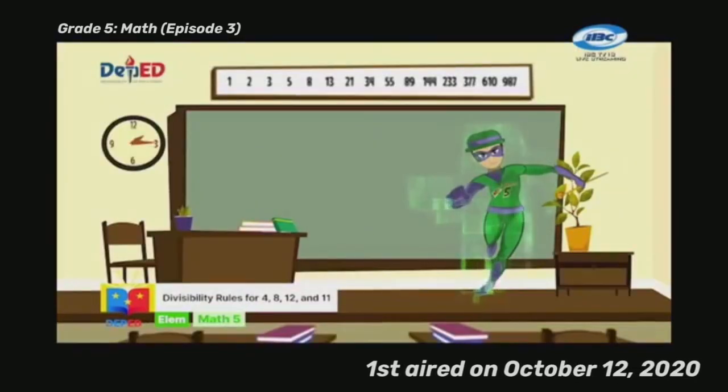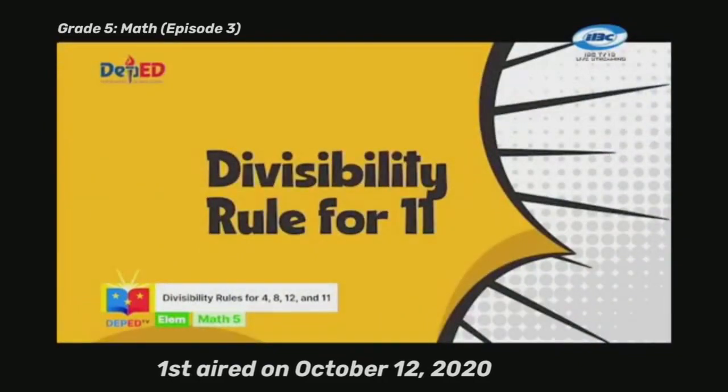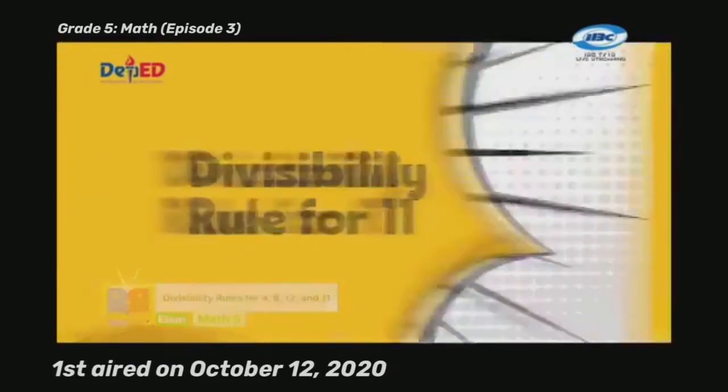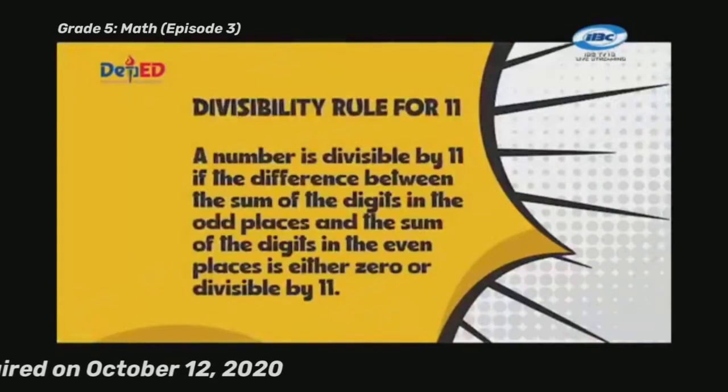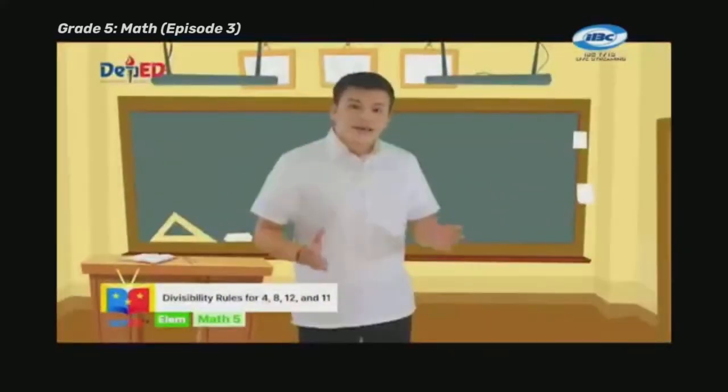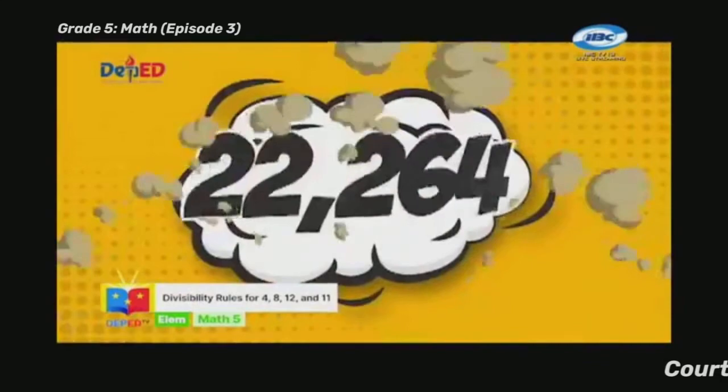Up, up, and away! And for our final rule, the divisibility rule for 11. A number is divisible by 11 if the difference between the sums of the digits in the odd places and the sum of the digits in the even places are either 0 or divisible by 11. Let's make it easier. Let's take a look at these examples.